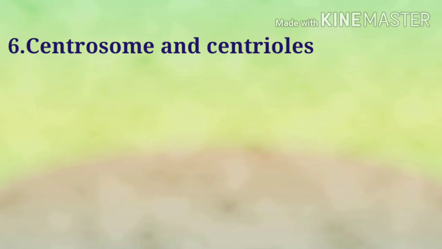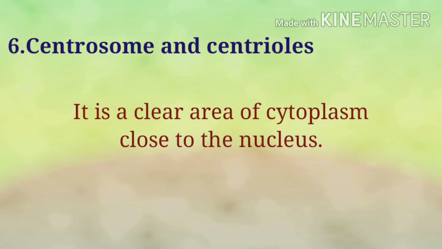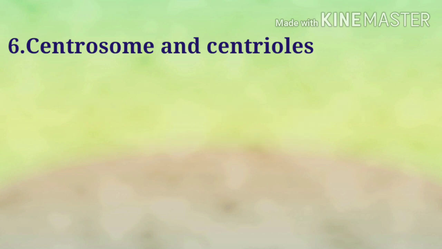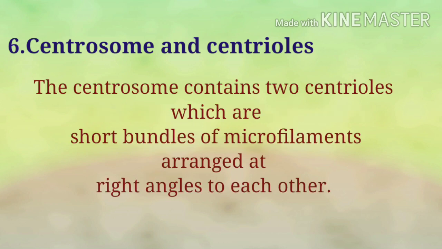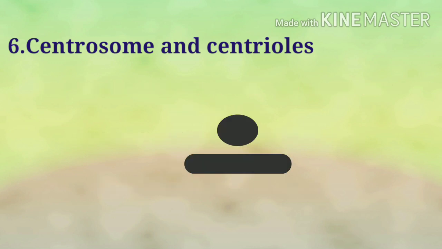The centrosome and centrioles are found only in an animal cell. It is a clear area of cytoplasm close to the nucleus. The centrosome contains two centrioles, which are short bundles of microfilaments arranged at right angles to each other. That is why the centrioles appear in this shape in the microscopic view of the cell.